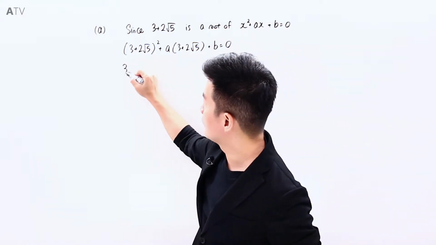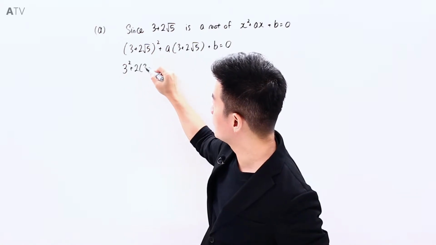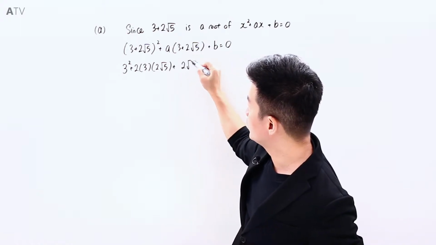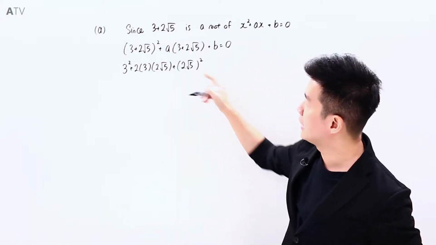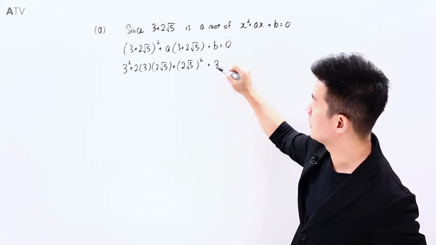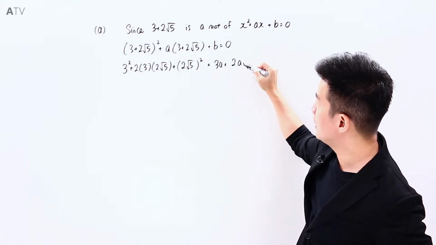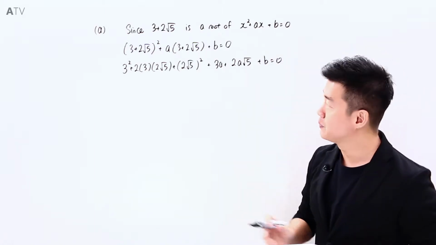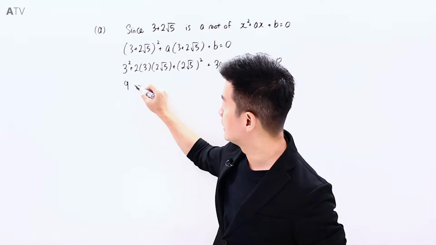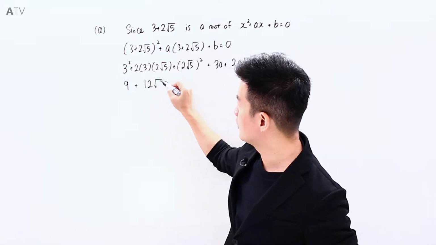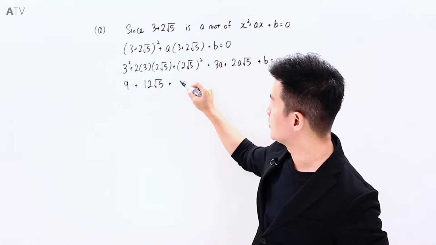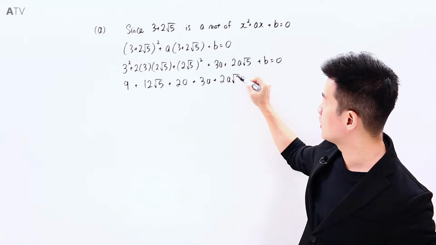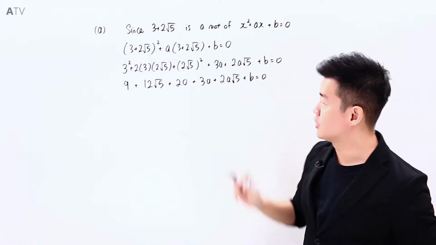Expanding this, we have 3 squared plus 2 times 3 times 2 square root of 5 plus (2 square root of 5) squared. Expanding the next part, we will have 3a plus 2a square root of 5, then plus b, is equal to 0. Evaluating, this is 9 plus 12 square root of 5, and this is going to be equal to 20. Then plus 3a plus 2a square root of 5 plus b is equal to 0.